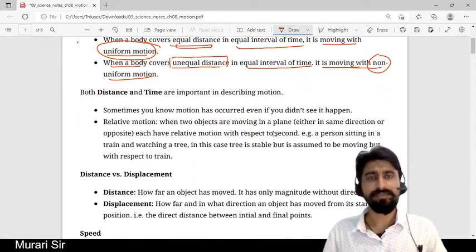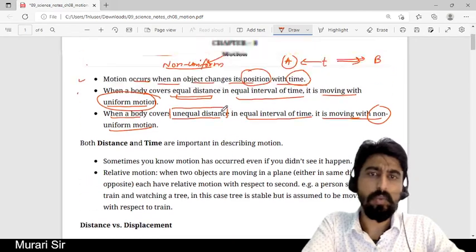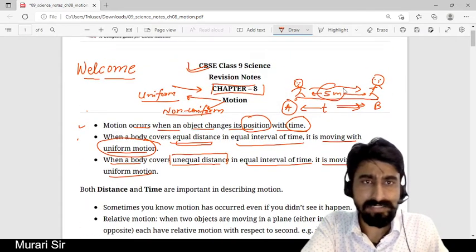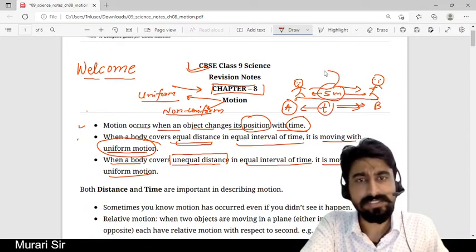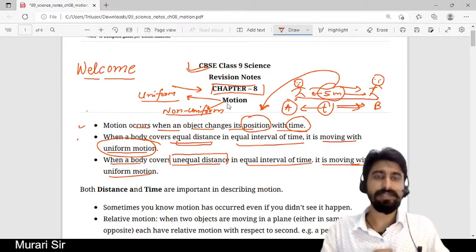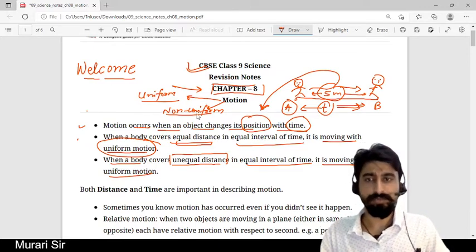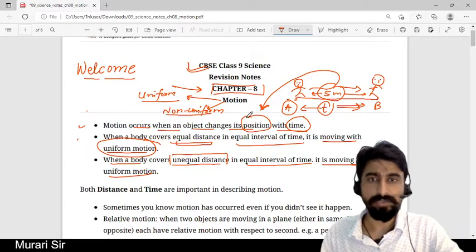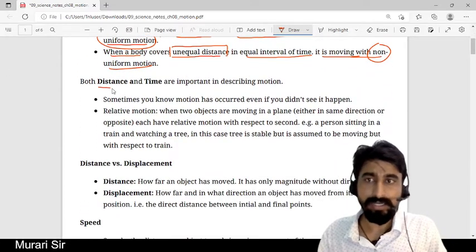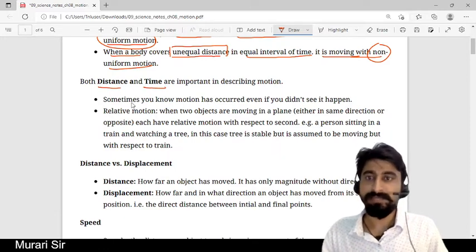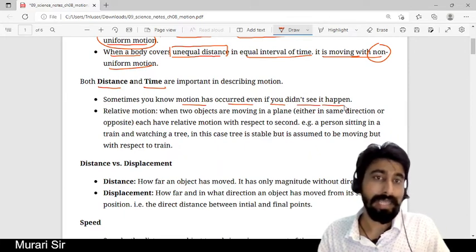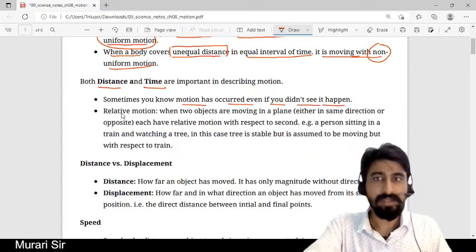Now we have understood that motion was earlier described with the help of one, distance, second, time. Distance is, you can relate this distance with the help of position. Okay, position is nothing but consider distance from origin point, or you can say coordinates 0, 0. Now we have understood that these 2 points are very important. Let's understand them one by one. Sometimes motion has occurred even if it did not happen. So it depends. Relative motion.